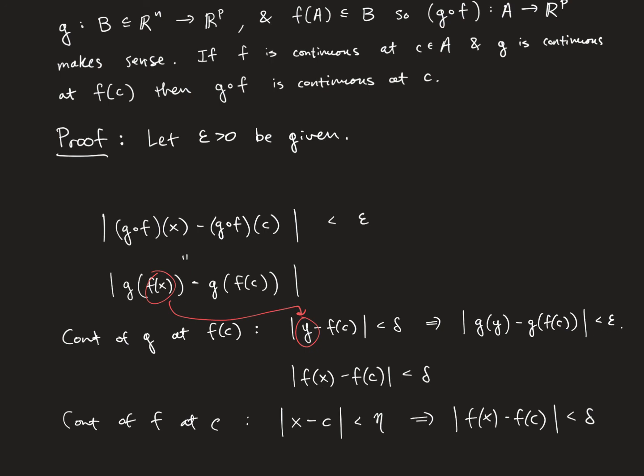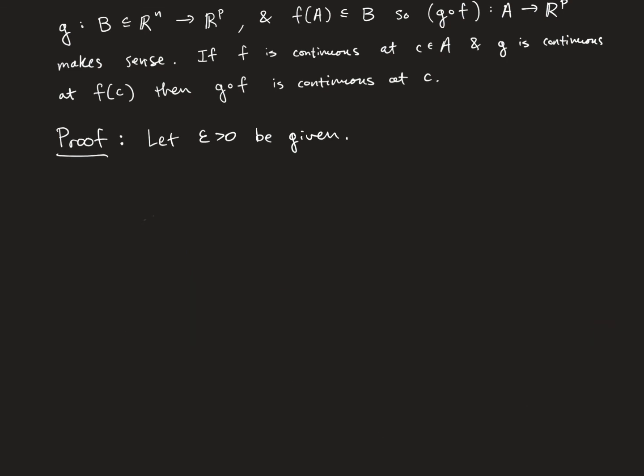So basically, from this given epsilon, there's a delta coming from g, and corresponding to that delta, you think of that delta as kind of the epsilon in the continuity of f, and you derive an eta from that delta. Okay, so that's how the proof goes.